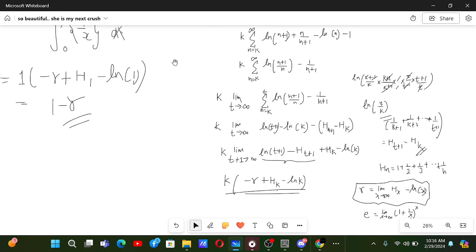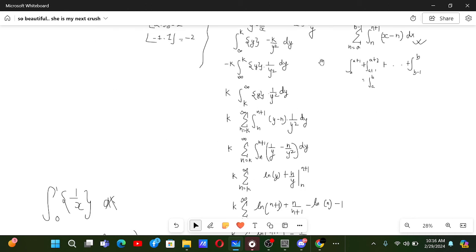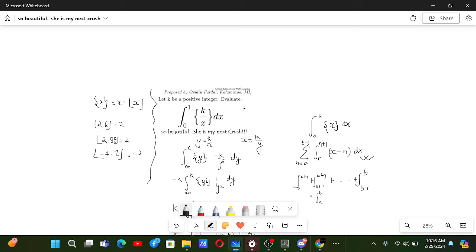And yeah, this was the answer: k times h of k minus ln of k minus the Euler-Mascheroni constant.